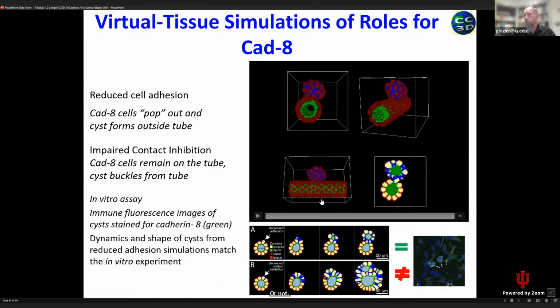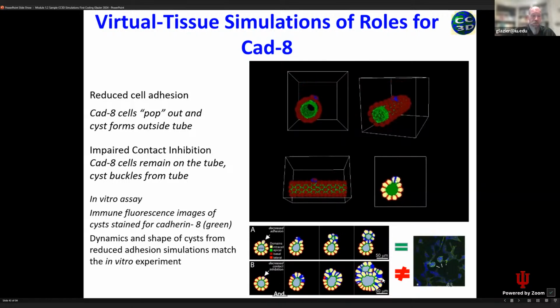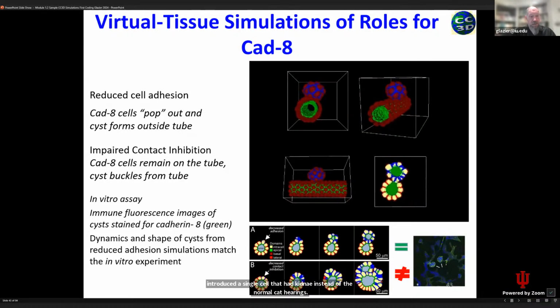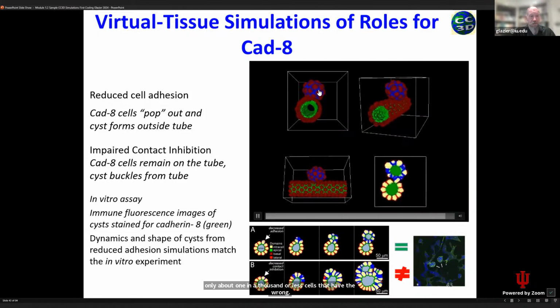And we could do simulations of different ways in which this cadherin 8, whose function was not really understood, could affect both adhesion and signaling about cell density. And here we built a simulation of a single kidney tubule. We've introduced a single cell that had cadherin 8 in it instead of the normal cadherins, because not every cell, even in the people who get sick, has the wrong cadherin. It's only about 1 in 1,000 or less cells that have the wrong cadherin. We were able to show that that single cell having the wrong cadherin was enough to form a cyst.